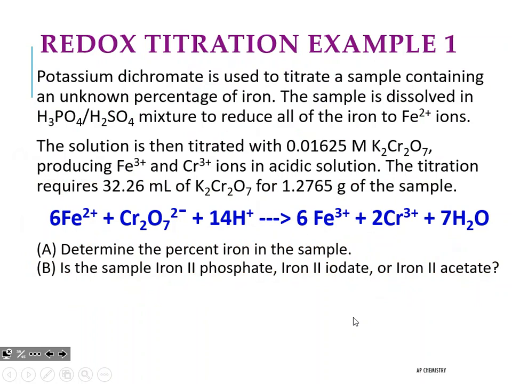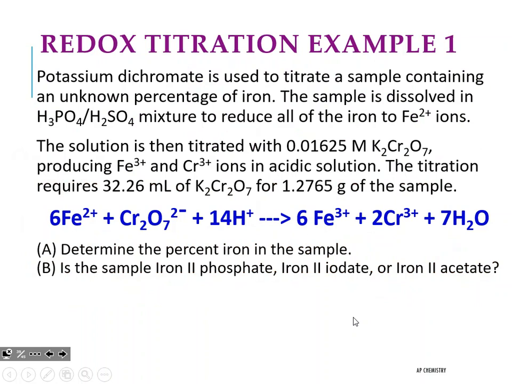So if you look here, potassium dichromate is used to titrate a sample containing an unknown percentage of iron. The sample is dissolved in a phosphoric and sulfuric mixture to reduce all of the iron to Fe2+. So the solid iron, they're reducing it so it gets into ion form, so it's in solution. Now that it's in solution, they can react it with something else to figure out how much iron was in the original sample. They just told us it's an acidic solution.